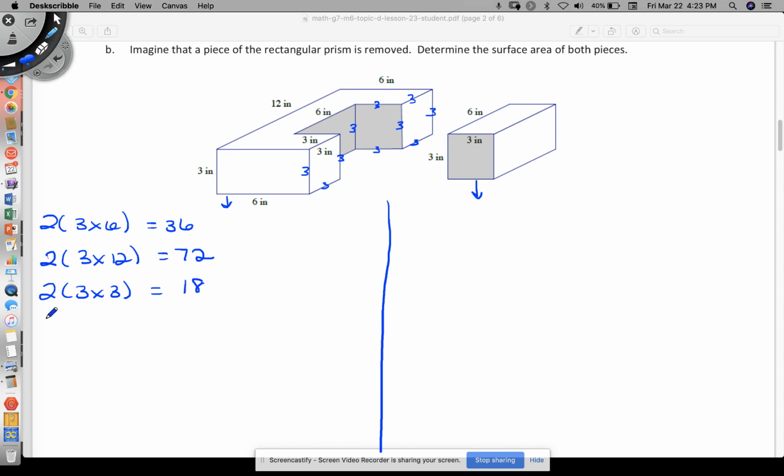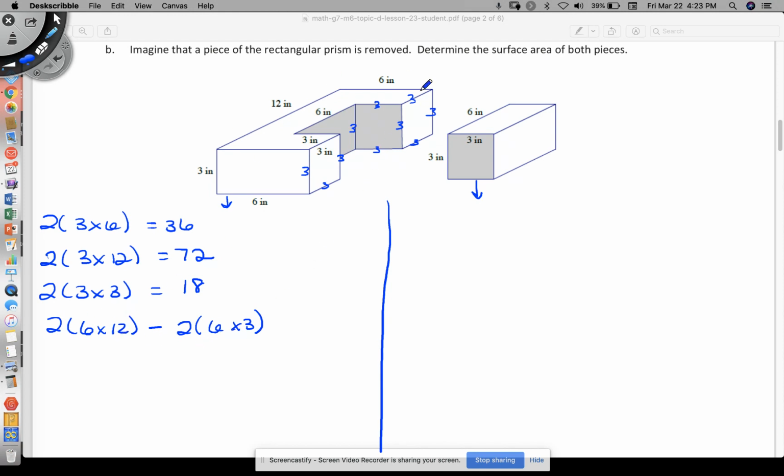And then my top is going to be 2 times 6 times 12. Okay, now that's a 6 times 12 on that. And then I'm also going to subtract this from my 2 times 6 times 3. Now, that's going to be the top here and the bottom, but then I'm also going to go ahead and subtract out this hole, okay?